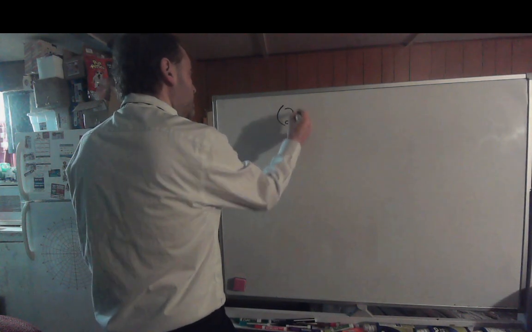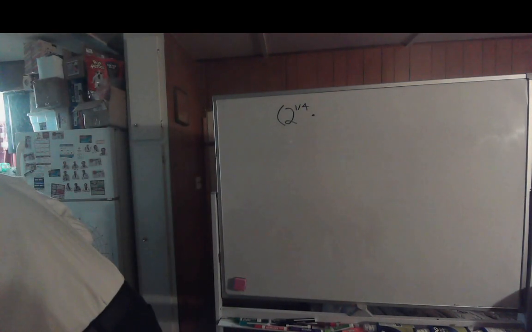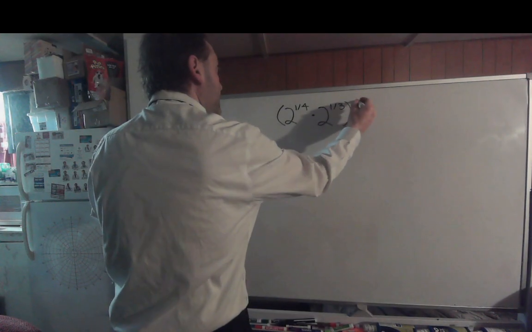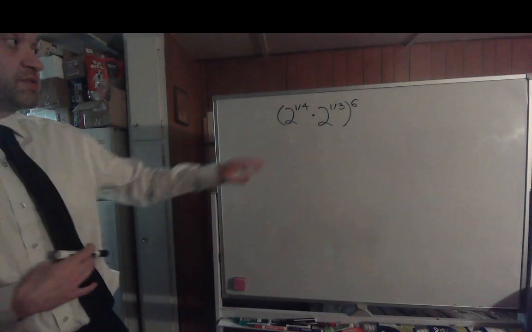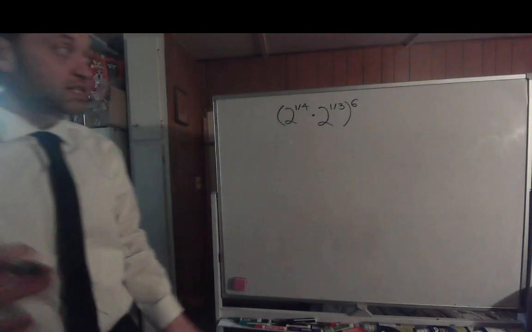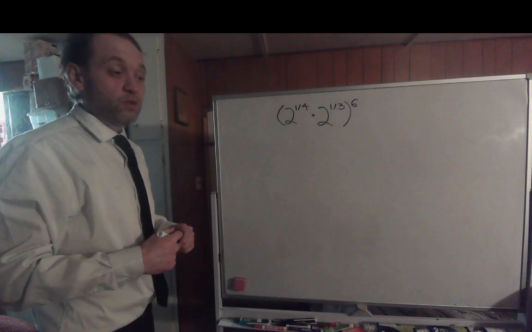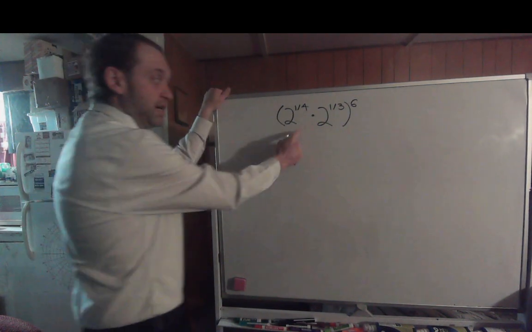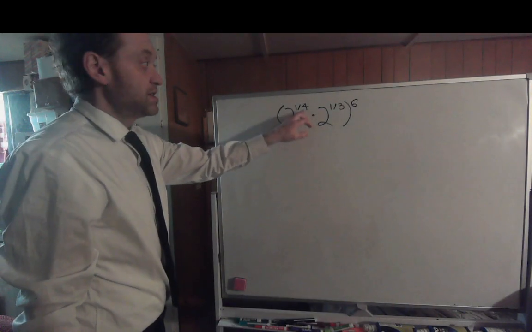So we have the quantity of 2 to the 1/4 times 2 to the 1/3, all that raised to the 6th power. So we have the quantity of 2 to the 1/4 times the quantity of 2 to the 1/3, that whole thing raised to the 6th power. Well, of course, order of operations dictates we deal with what's inside the parentheses first, right? So inside the parentheses, you're multiplying two of the same base to different powers. What does that mean? You got to raise that base to the sum of the two powers.